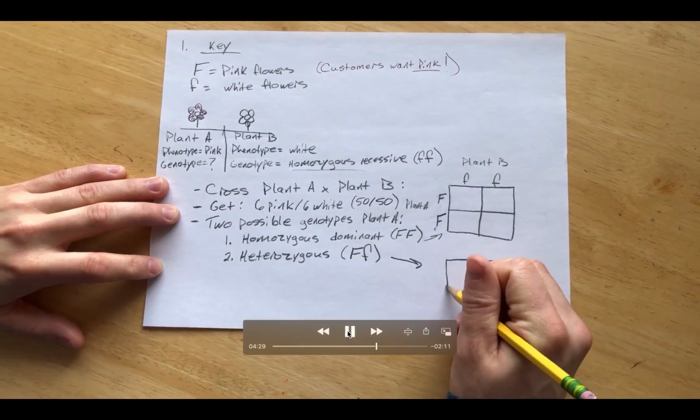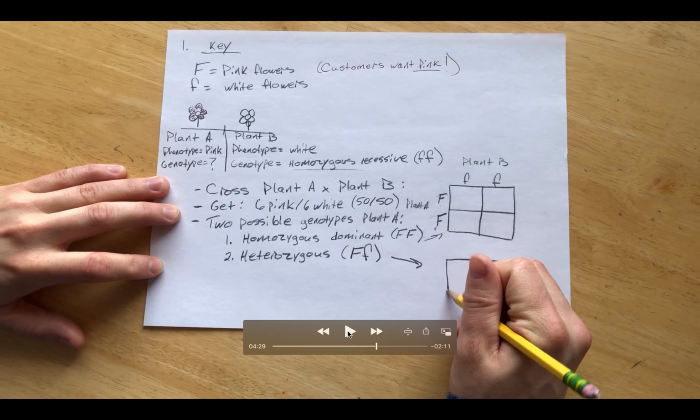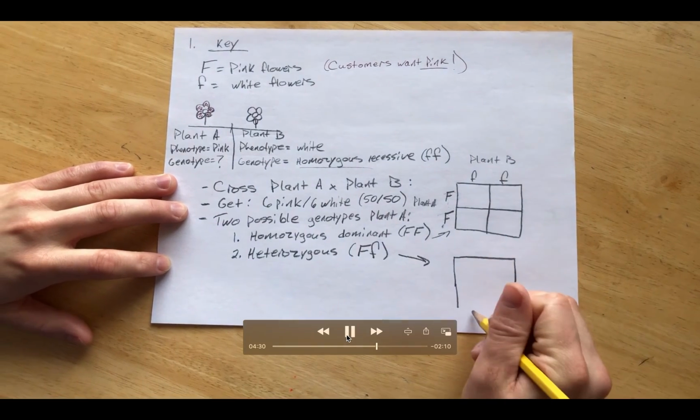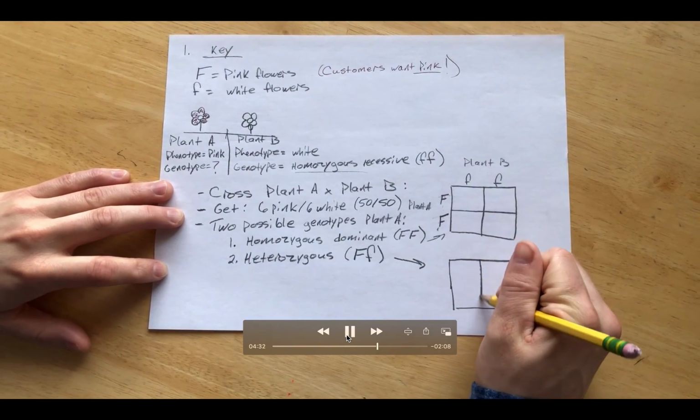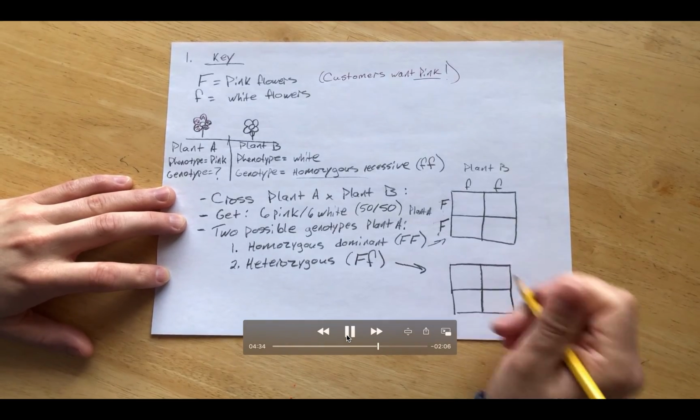And I'm going to pause it for a second because I'm going too fast. So homozygous dominant goes here on the left as option number 1. But for option number 2, we still need to have a Punnett square. I'm about to continue to draw the heterozygous cross. If plant A is heterozygous, what will happen? We need to figure out what's going to happen if you cross these two plants.